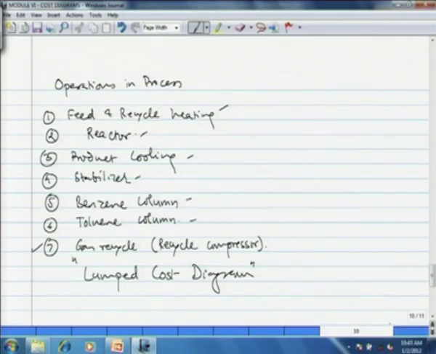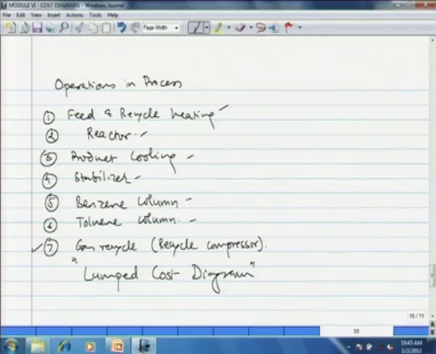Now what we decided is that we shall lump these costs in the neighboring operation. What are the major operations in the process? The first operation is feed and recycle heating, which is essentially feed to the reactor. Then the next stage was the reactor itself, where reaction takes place. Then the third operation was product cooling. Then the 3 columns that follow: stabilizer column, benzene column and toluene column.